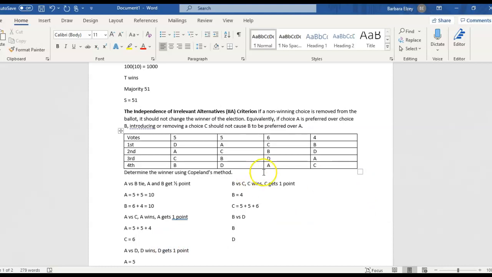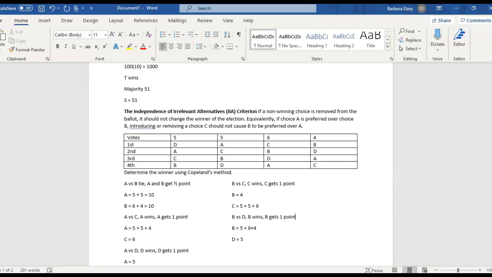All right, so B and D. Well, let's see. D certainly gets these first 5. In the second column, B is preferred to D, so B gets these. In the third column, B is preferred to D. That's more than half, so B is going to win. And of course, B gets that last column, so B wins. And B gets 1 point.